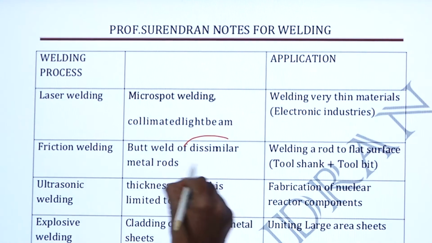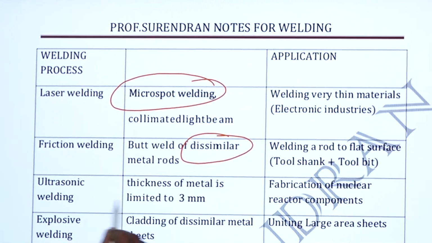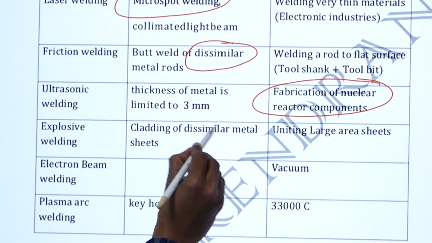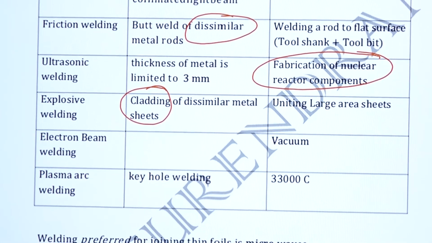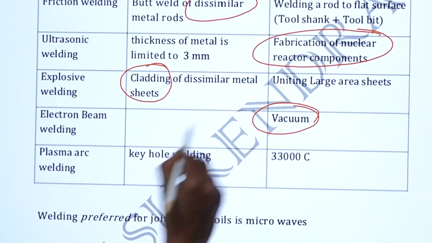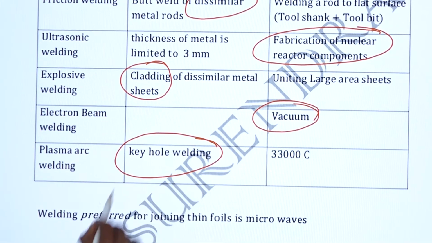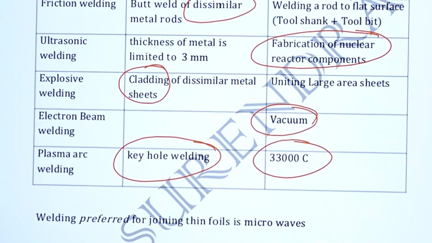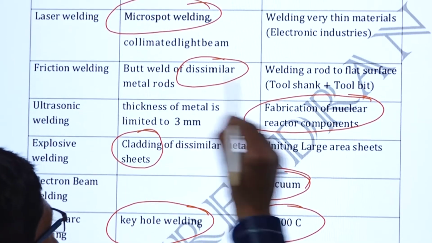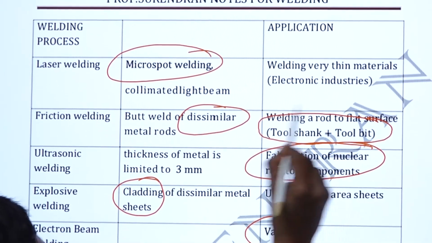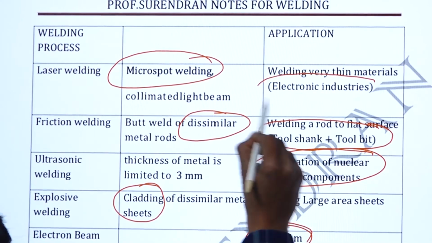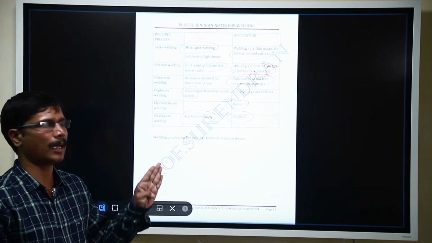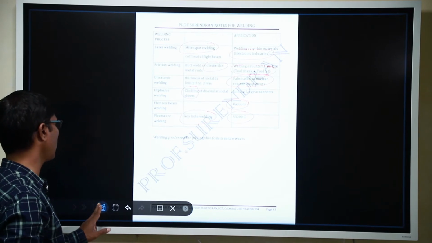Friction welding is suited for dissimilar materials. Ultrasonic welding is used for fabrication of nuclear reactor components. Explosive welding is used for cladding of sheets. Electron beam welding can be done only in vacuum. Plasma arc welding is also called keyhole welding. Its temperature is 33,000 degrees Celsius. Friction welding can be used for tool shank and tool bit. Laser welding is used for electronic industries. These are some of the points we should remember from the competitive exam point of view.